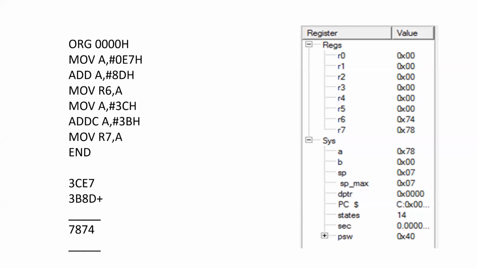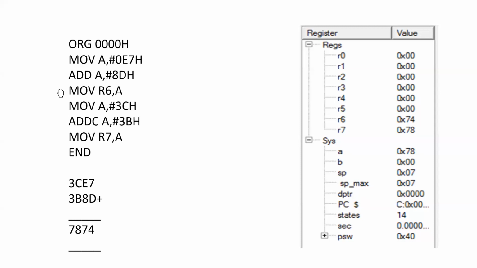Okay. Yeah, tell me, ma'am. Move A comma hash E7. Can you understand? It is a 16-bit addition. Mute your mic. Okay, Shanmuga. Shanmuga is absent today. Ma'am, can you explain this program? It is very difficult. Yeah, explain it.